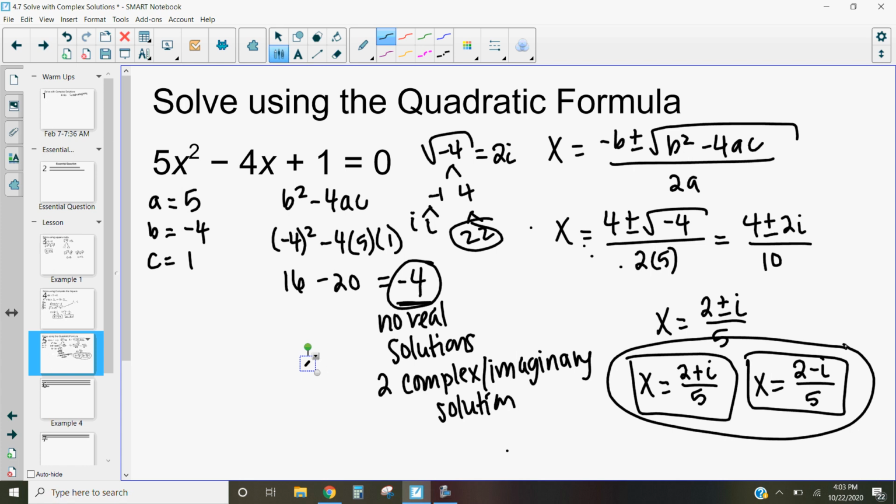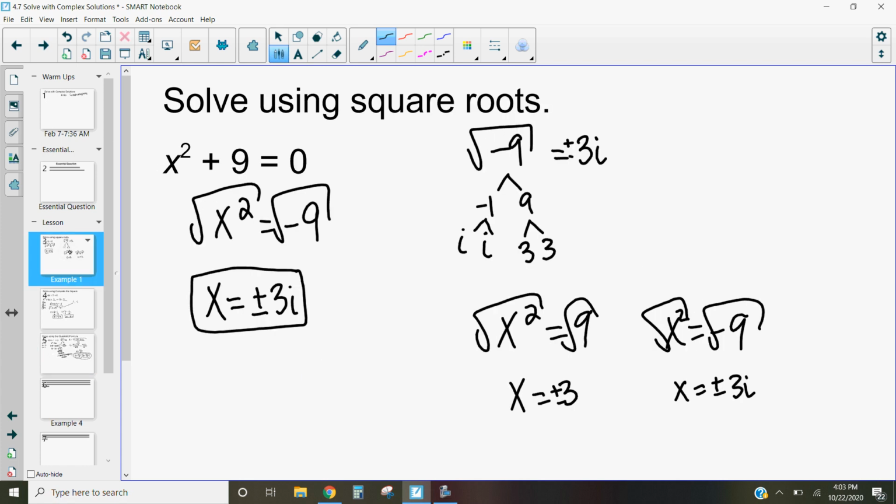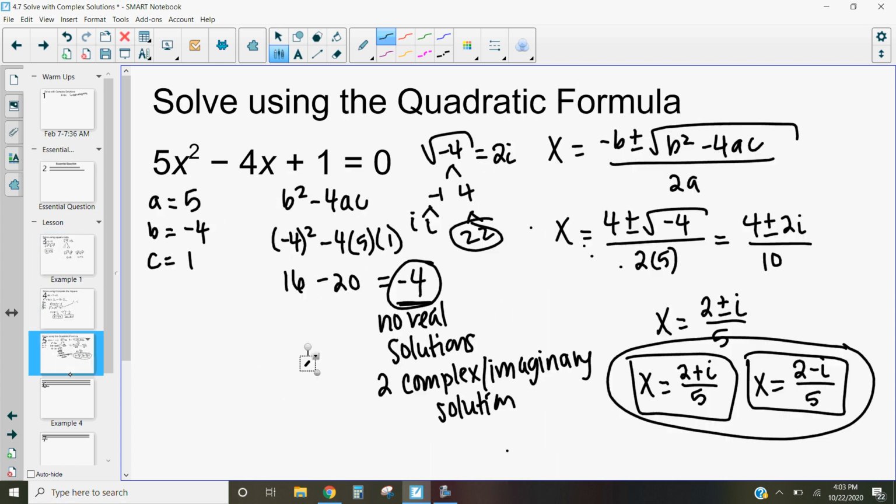And that is how you solve using square roots, completing the square, and the quadratic formula to find complex solutions.